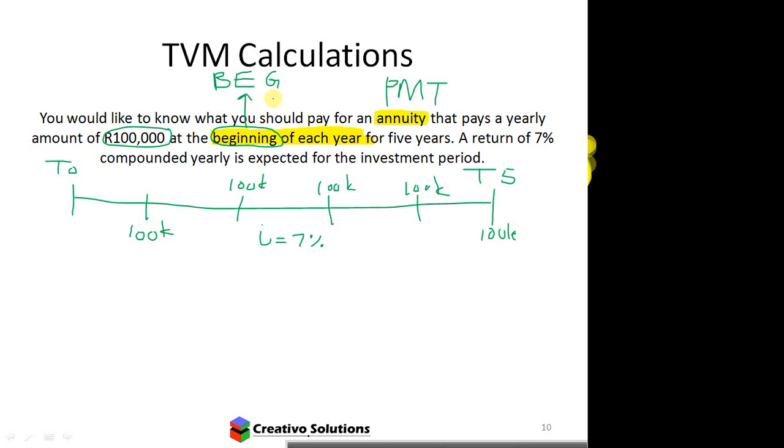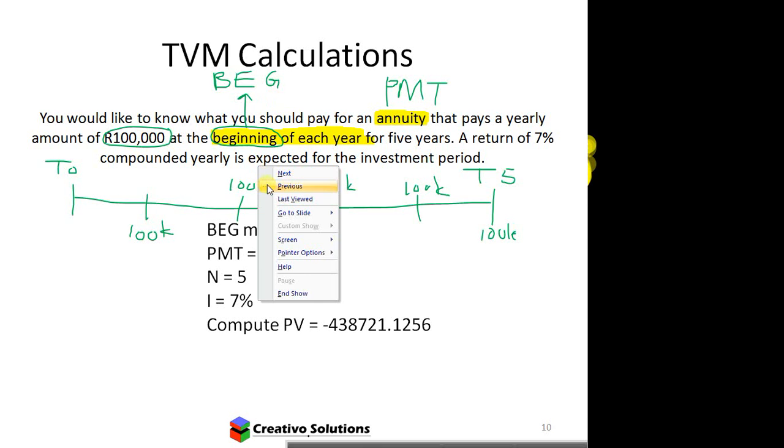Okay, so that's also something to highlight. There's a few things here, i.e., draw a timeline. Second point, make sure you check for beginning or end. Right, so now I can type all of that into my calculator. So on your calculator, you'd be typing this in.